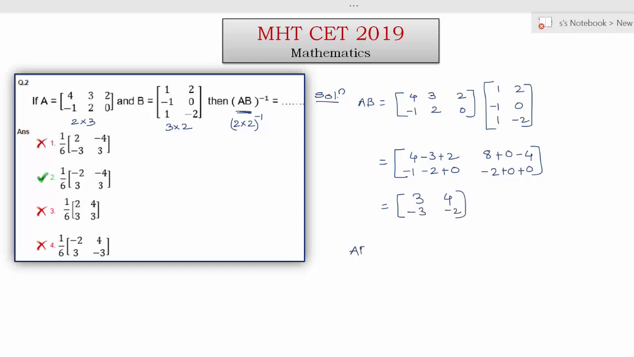Now we need this AB inverse, right? So first what we'll do is we'll find here determinant of AB. Determinant of AB is minus 6 plus 12, that is 6. So the shortcut for 2 by 2 matrix is 1 by determinant, interchange diagonal elements, that is we interchange these two, and change sign of non-diagonal elements, that is minus 4 and 3. Change the sign. This is the answer. That is option B or option 2.